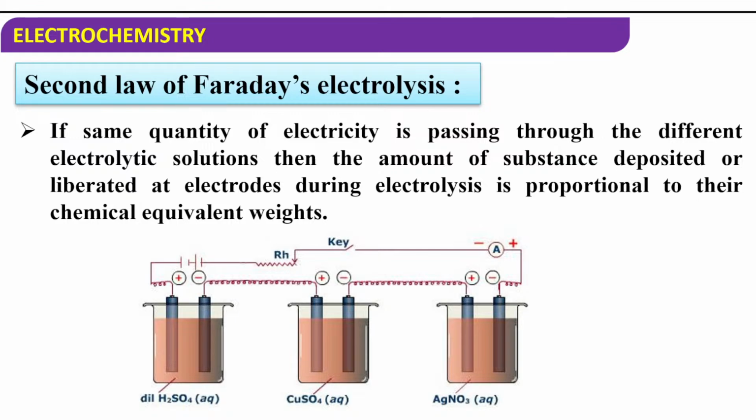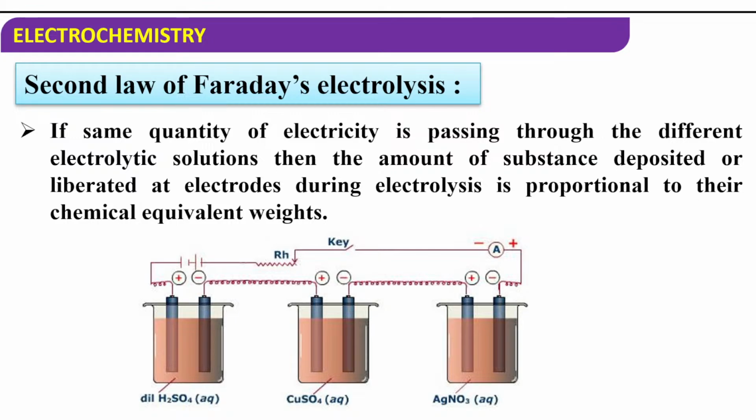Let us say we have three cells connected in series. First contains dilute H2SO4. Second cell contains copper sulfate, and third cell contains silver nitrate.